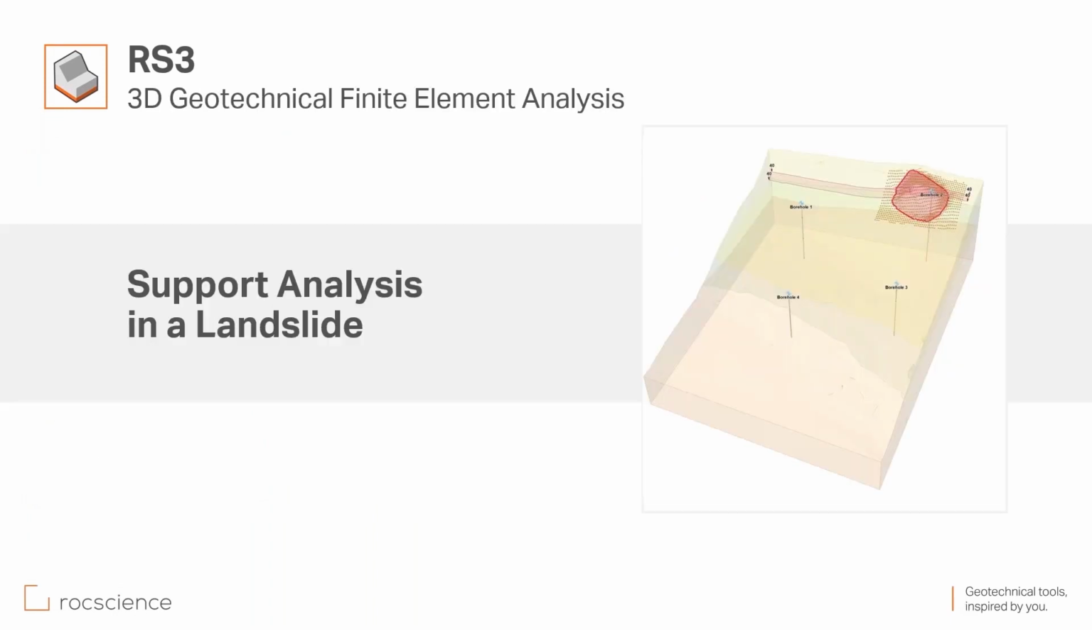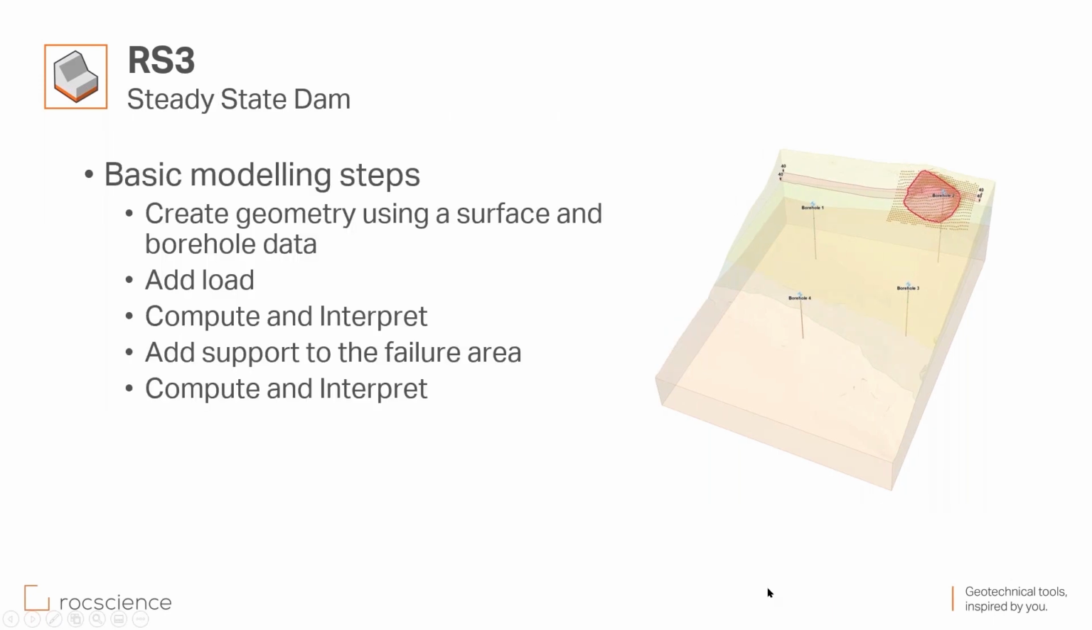Our next example is a landslide. I created this geometry in the previous webinar. It's a landslide, but in the previous webinar, we didn't have any load and we didn't have any support. So for this model, I'm going to use the previous geometry and add the load. We look at the results with the load, and then I'm going to add the support at the region where we have the critical slip surface, and then compute again and look at the results.